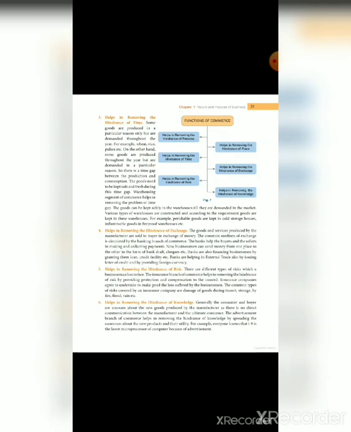Now next is helps in removing the hindrance of knowledge. Generally, the consumer and buyers are unaware about the new goods produced by the manufacturer, as there is no direct communication between the manufacturer and the ultimate consumer. The advertisement branch of commerce helps in removing the hindrance of knowledge by spreading the awareness about the new products and their utility. For example, everyone knows that i7 is the latest microprocessor of computer because of advertisement.